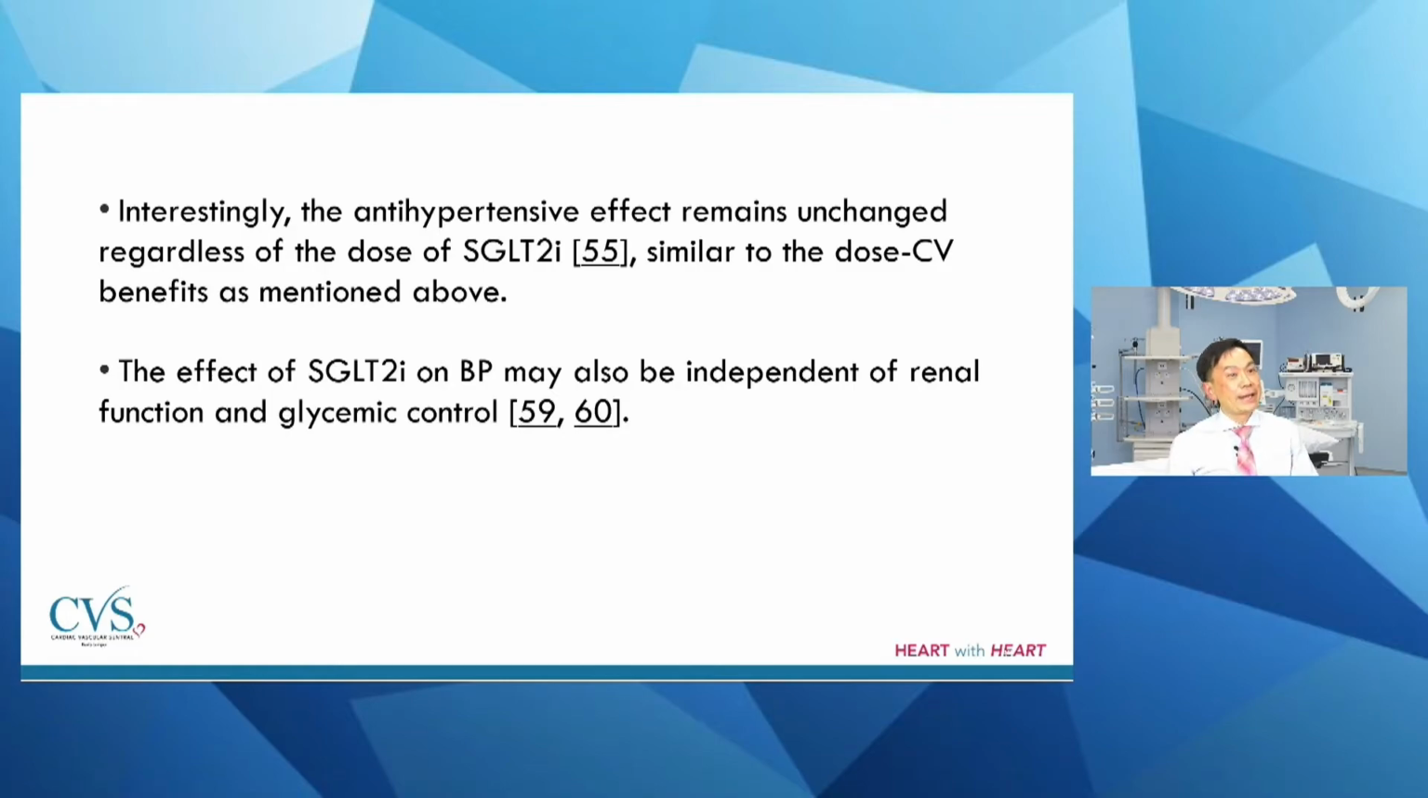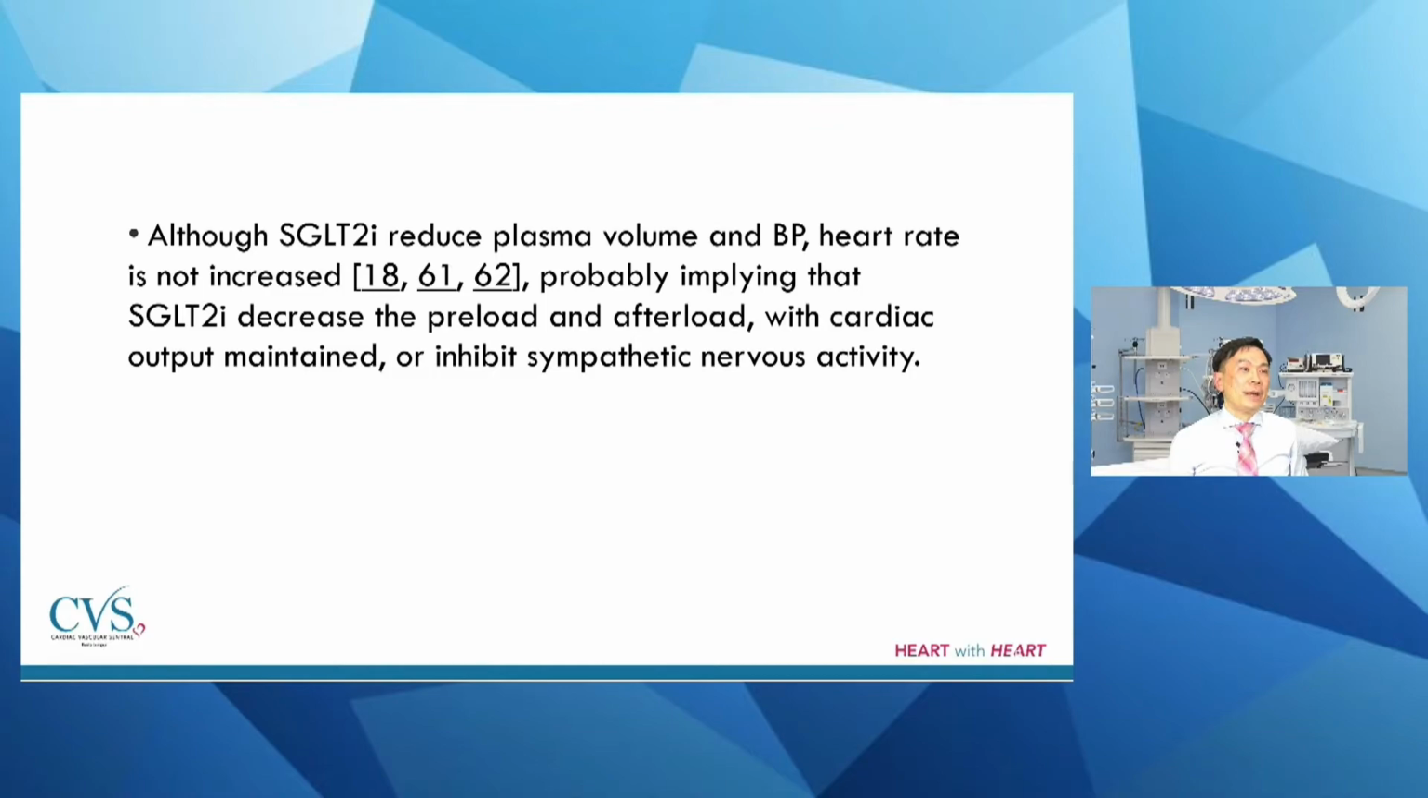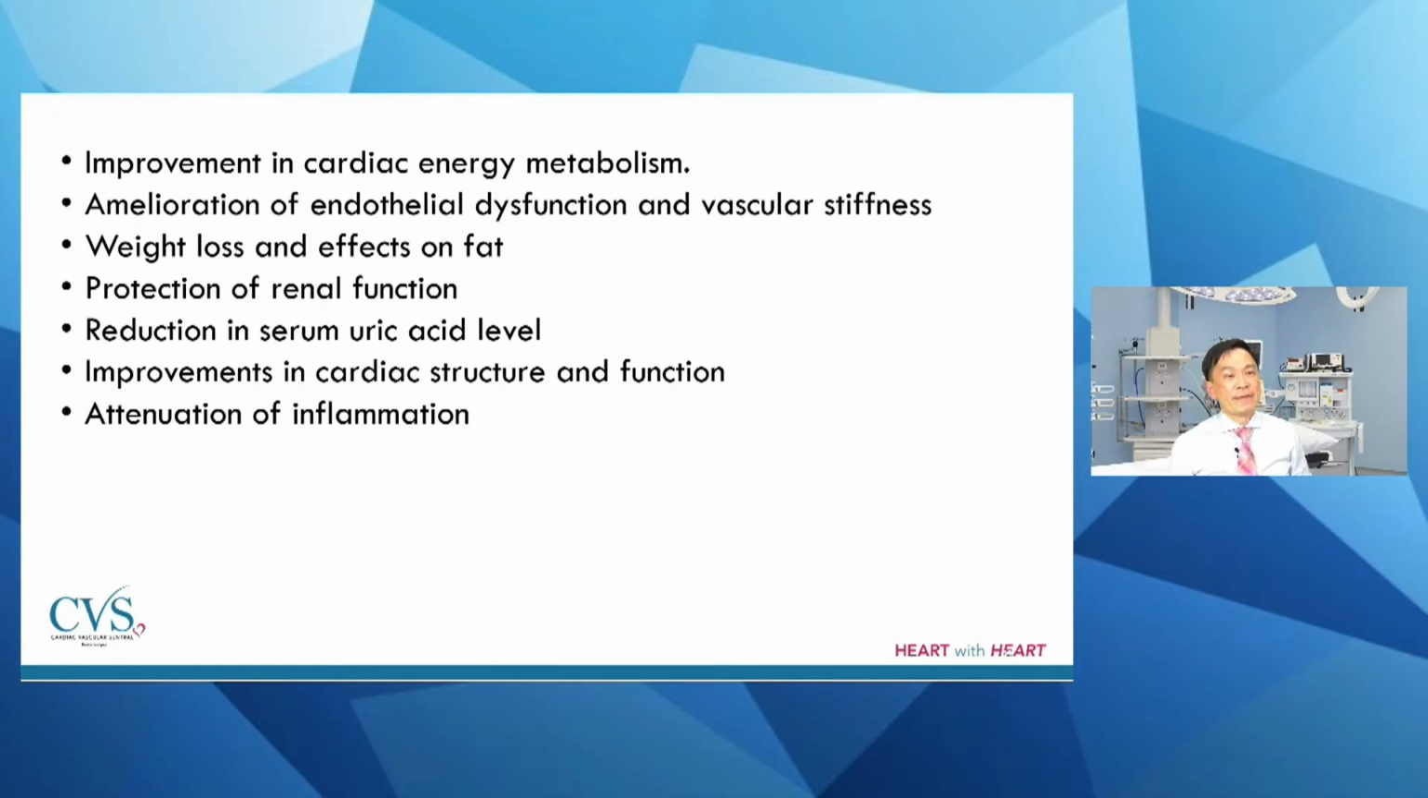Again, this relates to a mechanism other than diabetes control. So the SGLT2 reduces plasma volume, as I mentioned, and blood pressure, but heart rate is not changed. You would expect that if you reduce the volume, the heart rate may shoot up, but it may be because it reduces preload and afterload, and it may inhibit the sympathetic nervous system, and this may be beneficial. There are multiple other mechanisms mentioned in different studies, such as improvement in cardiac energy metabolism.